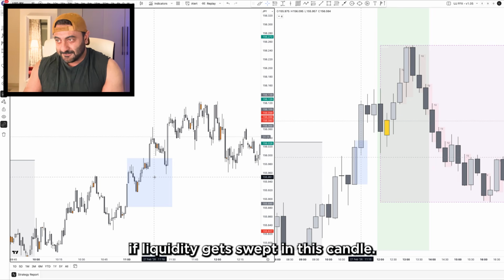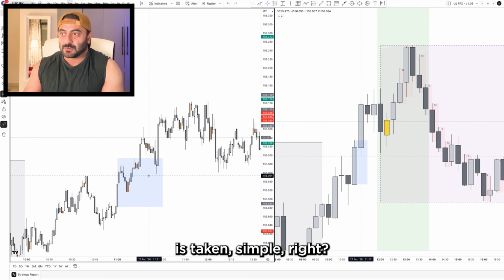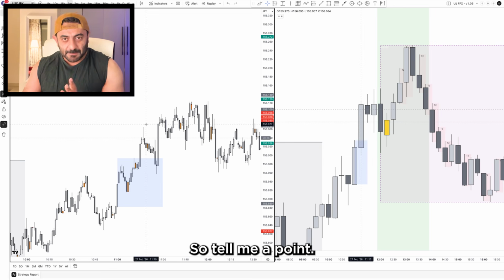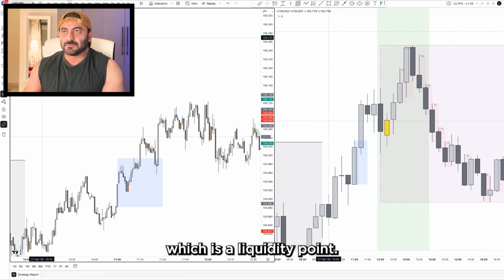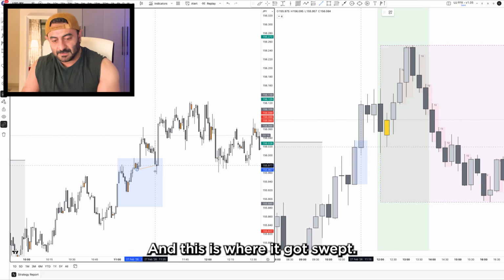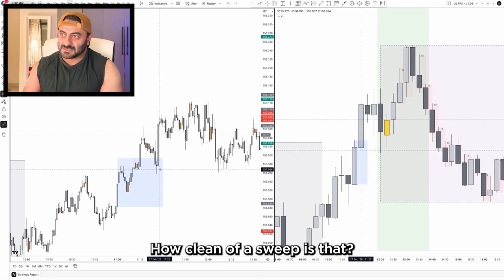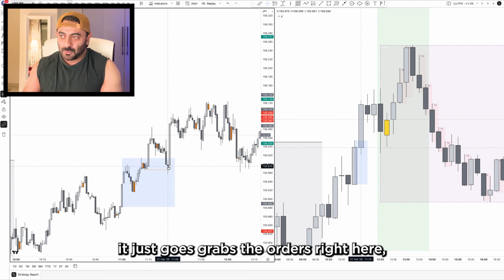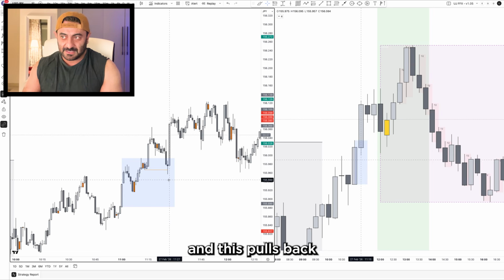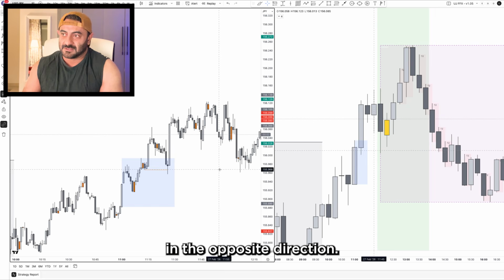I'm waiting to see if liquidity gets swept in this candle, and my entry criterion is a stop order as soon as the liquidity is taken. Simple, right? So tell me a point. Tell me a structural point which is a liquidity point. And I will tell you that it is right here. And this is where it got swept. Look at that sweep. How clean of a sweep is that? It just goes, grabs the orders right here and just pulls back. I know the market is now set to just fire in the opposite direction.